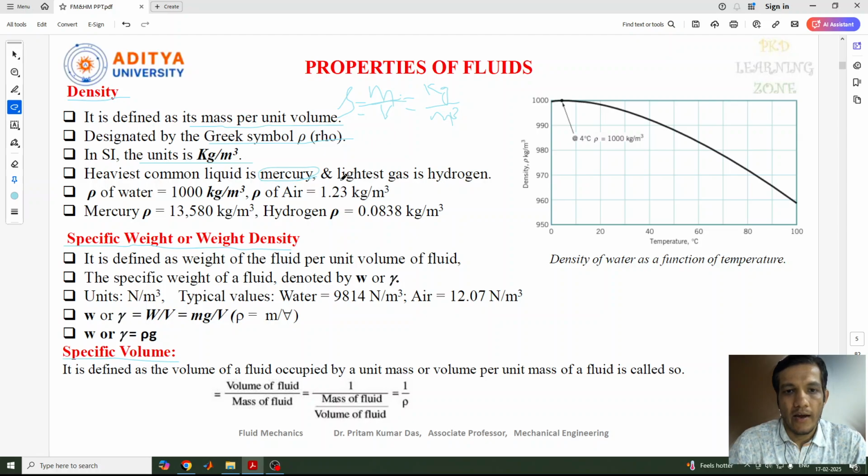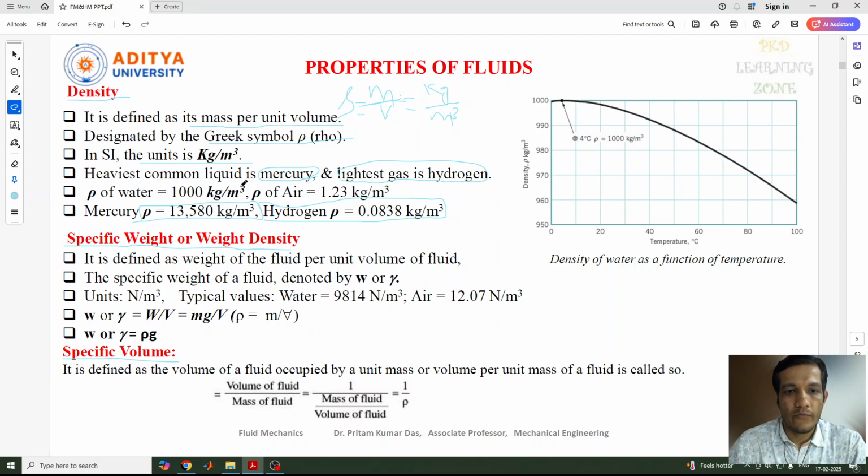And for the density of liquids, we know that the heaviest liquid is mercury, whose density is very high, and the lightest gas is hydrogen. The heaviest common liquid is mercury, whose density is 13,580, or normally we consider it 13,600 kg per meter cube. And hydrogen is 0.0838 kg per meter cube. This is the lightest one, and mercury is the heaviest one.